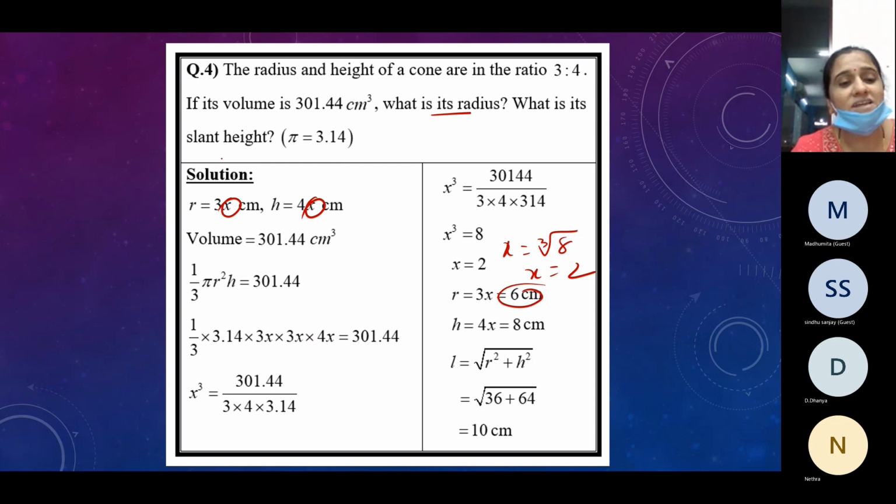What is its slant height? We found the radius. What's the slant height? L is equal to root of h square plus r square. Correct? So r is 6, 6 square, 36. And h square, 8 square, 64. So root of 100, which is 10.